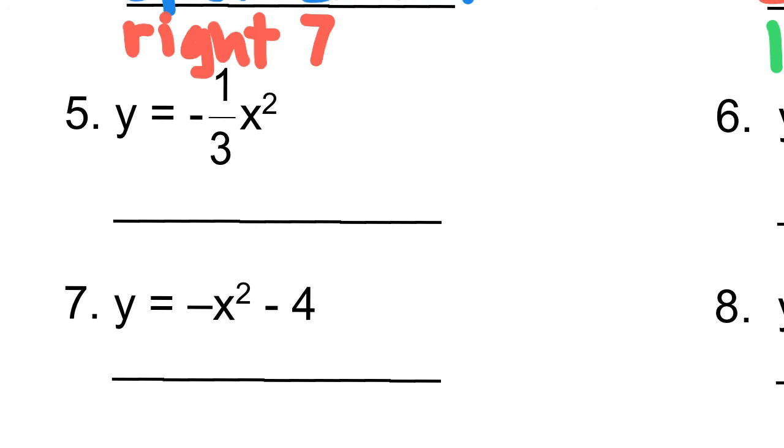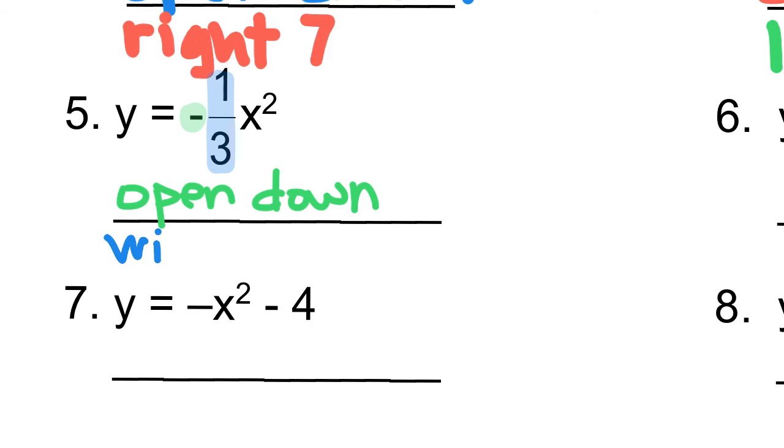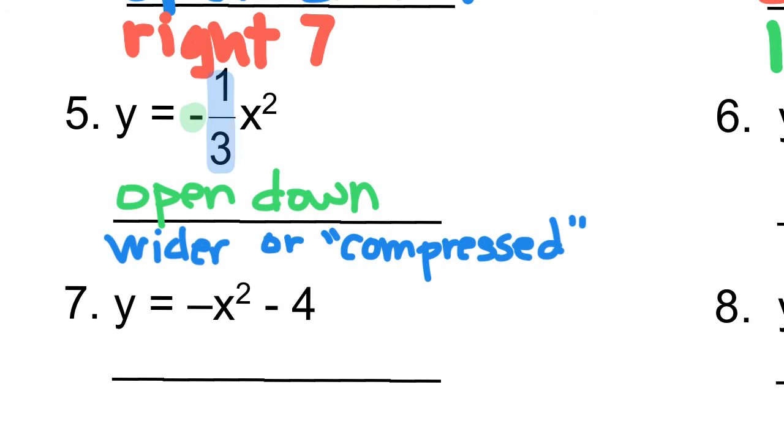Look at number 5. This is going back from yesterday's lesson, but there are 2 function changes. So one transformation is this. That tells us that it opens downward. And then the other one is that the coefficient is 1/3. Well, does it get wider or narrower? So counterintuitively, we find that it is wider, or you could also say compressed.